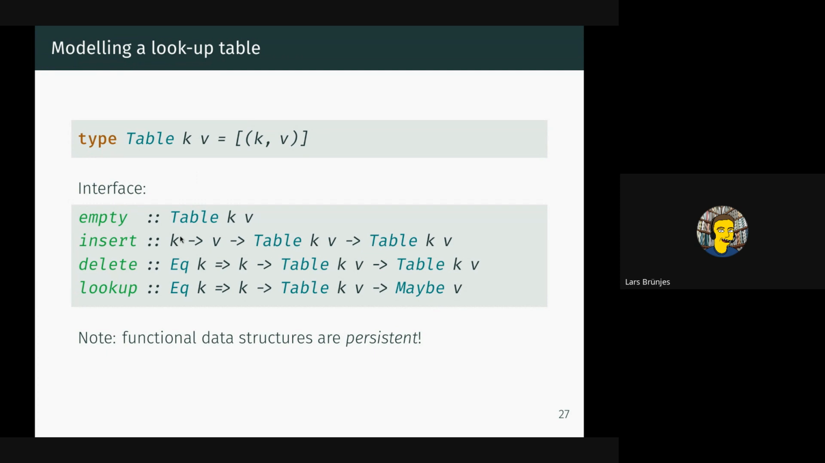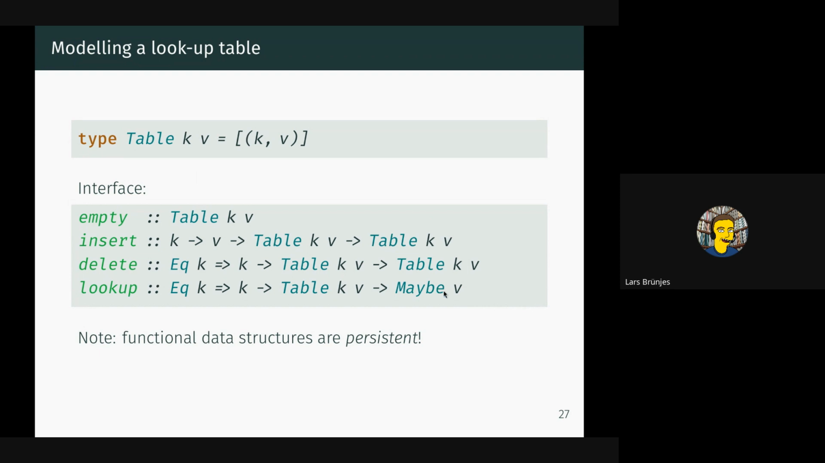So given a key and a value and an existing table, we want to get an updated table, which basically contains everything the existing one does. And on top of that, also the new key value pair. We want to be able to delete. So given a key and a table, we want to remove the key K from it. And we want to be able to look up. So given a key and a table, we want to find the corresponding value if it exists.